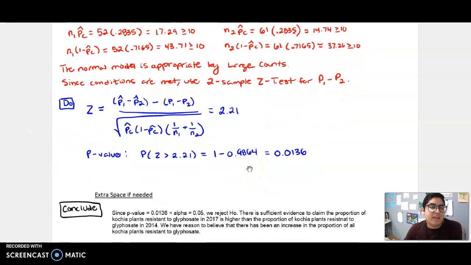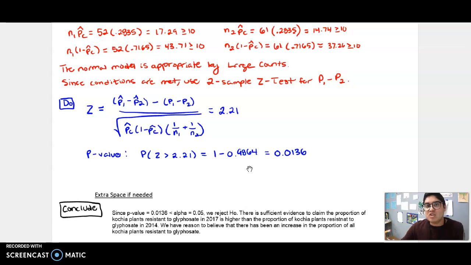Since the p-value is about 0.0136, and this is less than our alpha value, we reject the null hypothesis. Thus, there is sufficient evidence to claim that the proportion of kochia plants resistant to glyphosate in 2017 is higher than the proportion of kochia plants resistant to glyphosate in 2014.